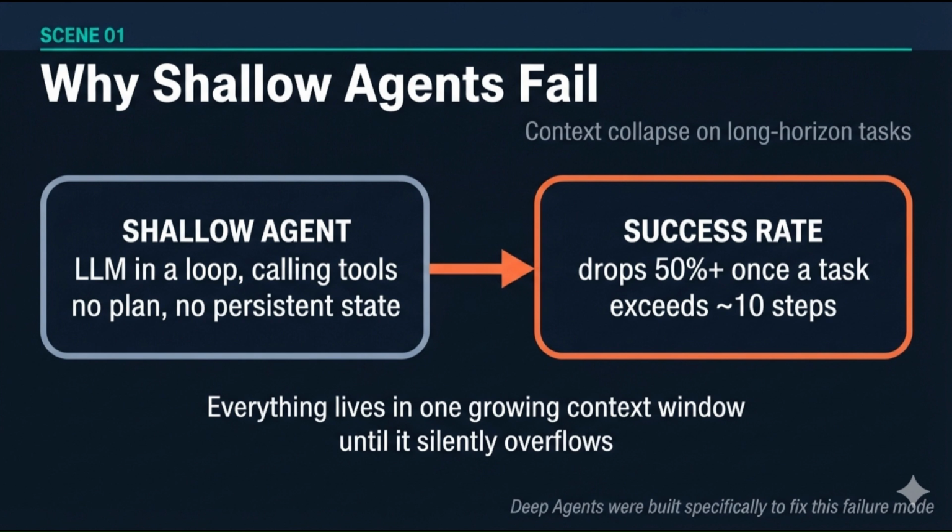This single failure mode, call it context collapse, is exactly what a newer architecture called deep agents was built to solve. Today we dissect that architecture in full: its 4 pillars, the reasoning behind each one, and working Python for every piece. Let's begin with what actually changes.